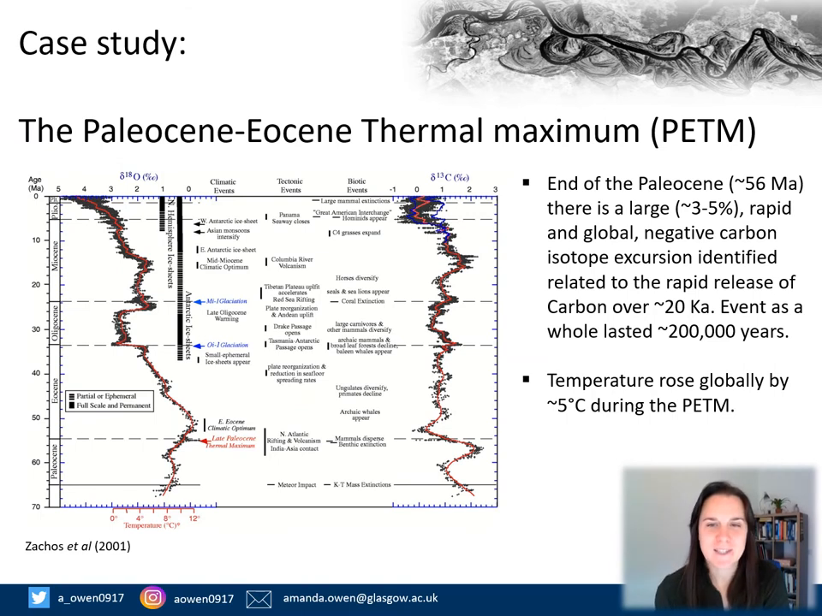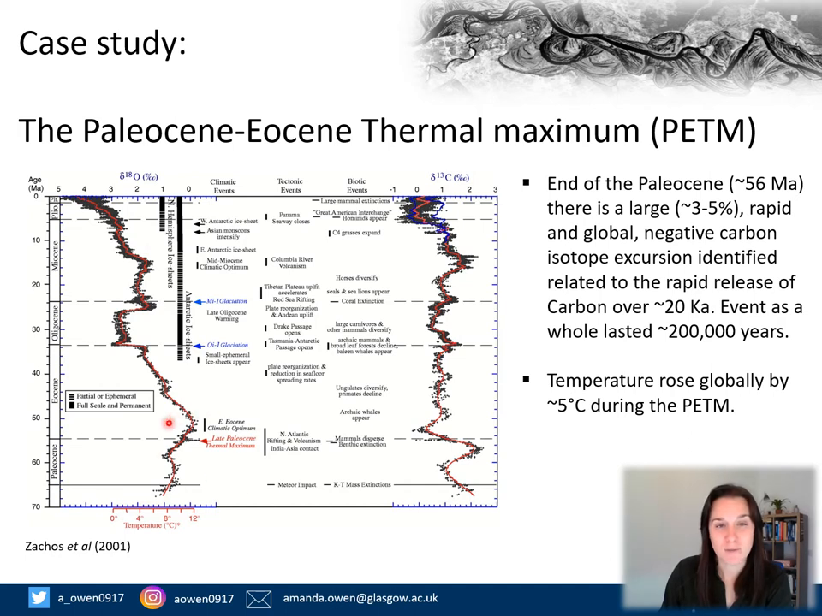So the Paleocene-Eocene thermal maximum records a pretty drastic climate event that happened about 56 million years ago. So just to give you a little bit of context, on this graph we have age in millions of years, zero, so this is present day, down to 70 million years. Now, there's a lot going on, but I'd just like you to concentrate on the temperature curve down here in red. And we can see from the record we have here that the temperature fluctuates through time.